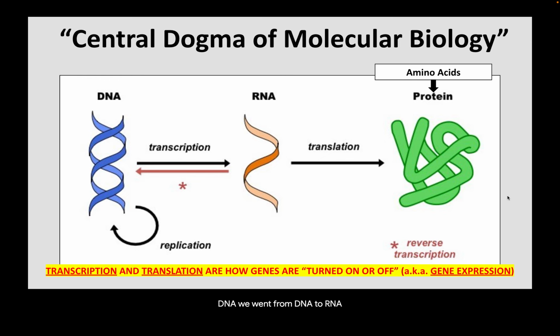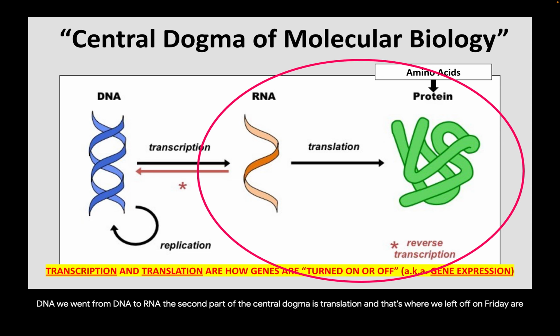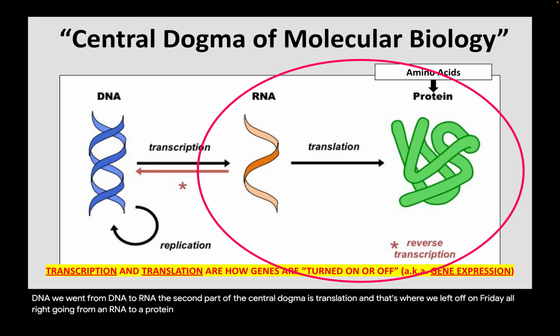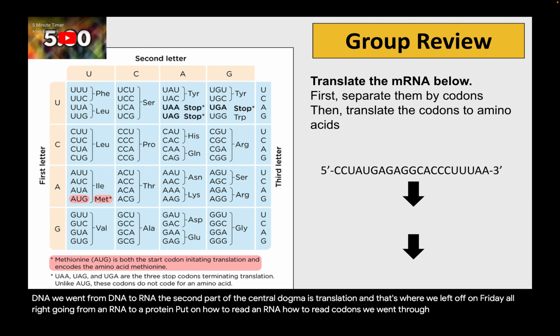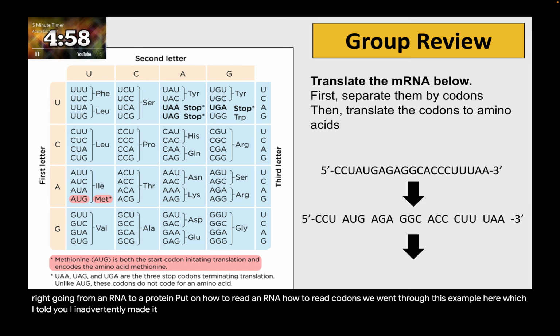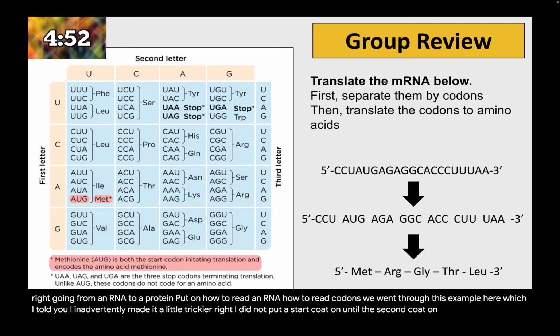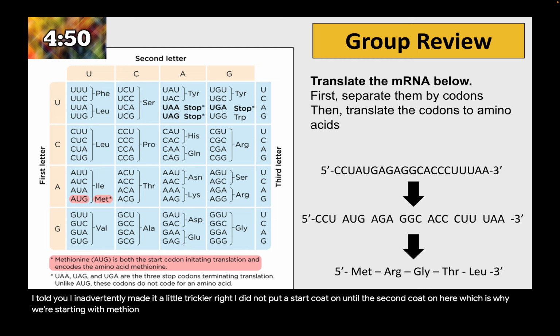DNA to RNA. The second part of the central dogma is translation, and that's where we left off on Friday, right? Going from an RNA to a protein. So we talked a little bit on how to read an RNA, how to read codons. We went through this example here, which I inadvertently made a little trickier. I did not put a start codon until the second codon here, which is why we're starting with methionine instead of the amino acid for CCU.